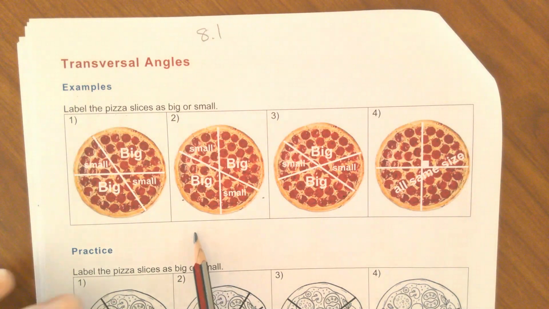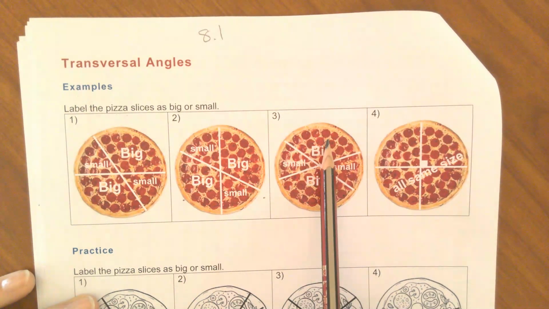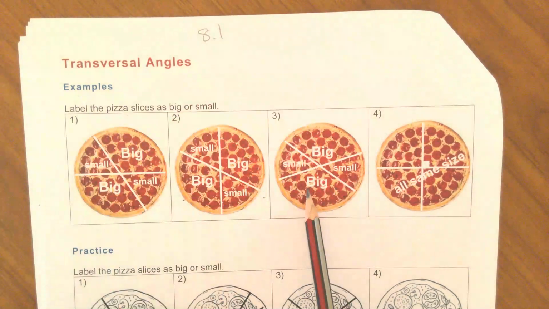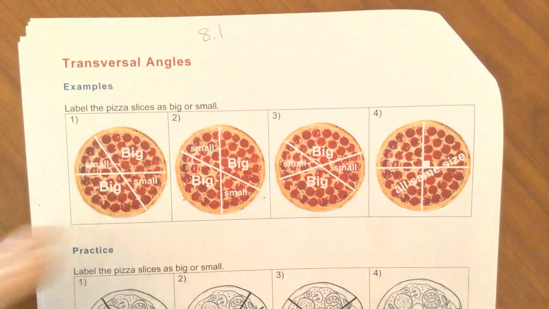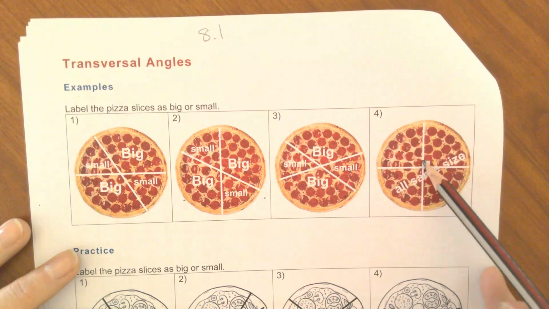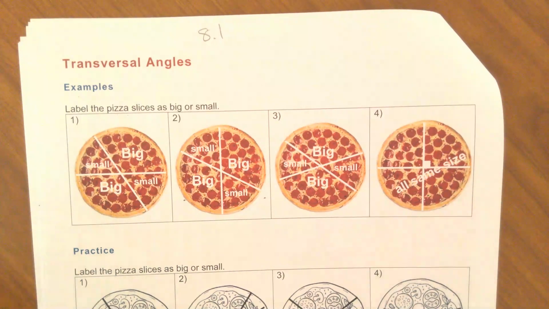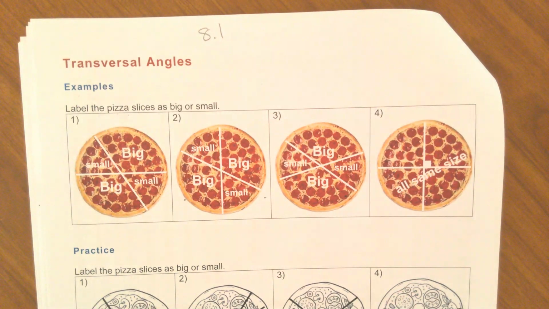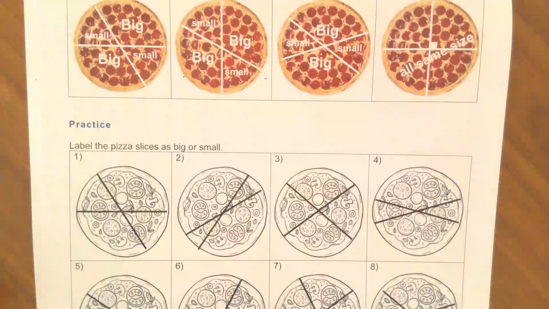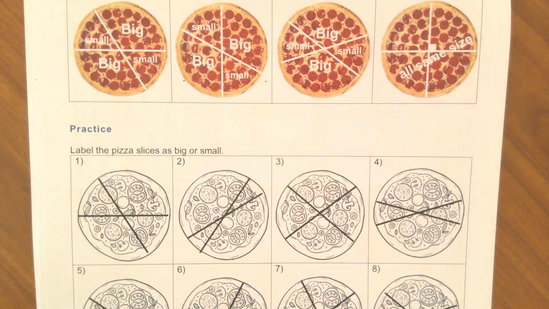If you're hungry and maybe not polite, you might take the big one. Or you might offer your mother the big one, okay? Here, if it's exactly 90 degrees, they're all the same size. So let's look at the next. It says label the pizza slices as big or small. Well, that's a big one.